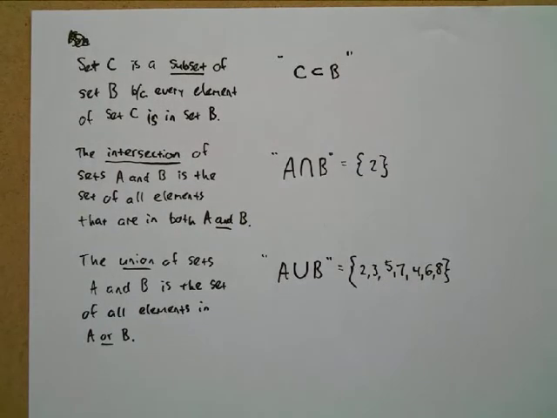For example, 2 shows up in A and B. You don't need to write it twice. Just once. So there they all are. And again, you don't have to put them in numeric order. If you want to, that's fine, but it's not necessary. That's all of our elements there. It takes A and puts it together with B.